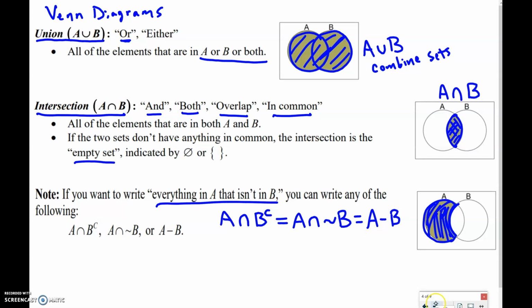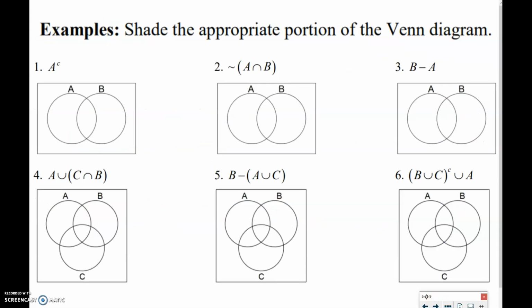Okay, let's move on to the bottom where we're going to practice with some of this. Shade the appropriate portion of the Venn diagram. So for number one, we're looking at A complement. See that little C right there? A complement, which is everything that is not in A. So you're going to shade everything in that sample space. Remember, the sample space is the whole rectangle.